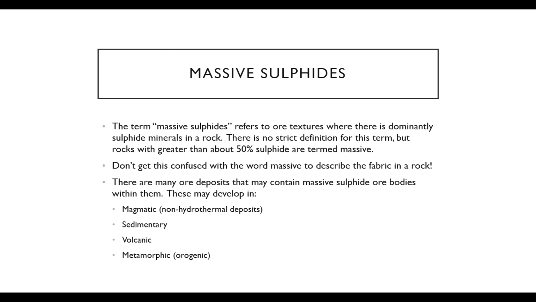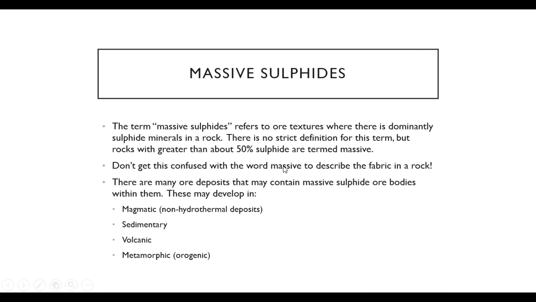But as is the case, they can form in pretty much any of the main ore forming processes. Volcanic, sedimentary, exhalative deposits commonly can be massive sulfides. You can get them in orogenic systems, and you can get them in magmatic systems. So the texture is just describing that you're getting a lot of sulfides.